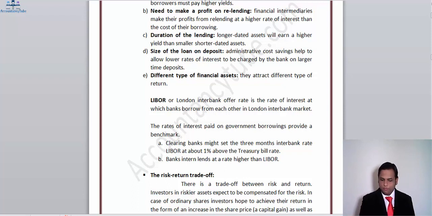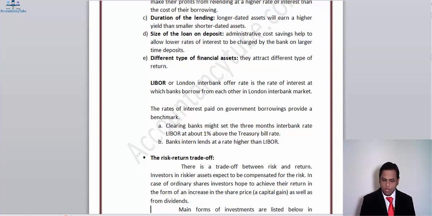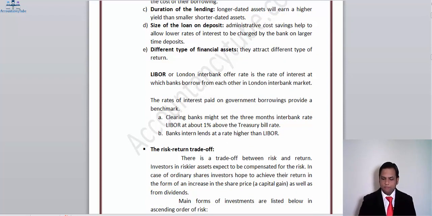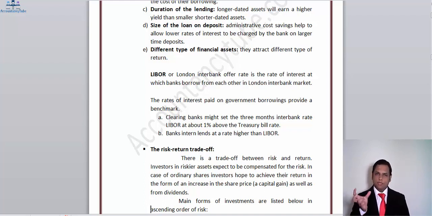Then we've got the rates of interest paid on government borrowings, which provide a benchmark. Clearing banks might set the 3 month interbank rate LIBOR at about 1% above the Treasury bill rate. The Treasury bill rate is the risk-free return which is set by the central bank. The minimum rate of interest set by the central bank is called the Treasury bill rate, because that's the rate at which the central bank issues its Treasury bills.